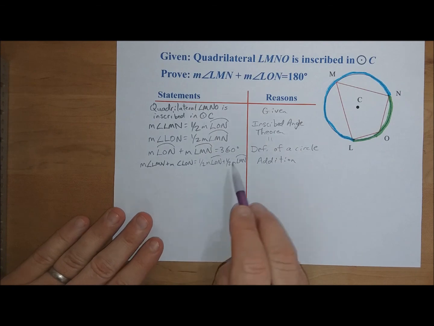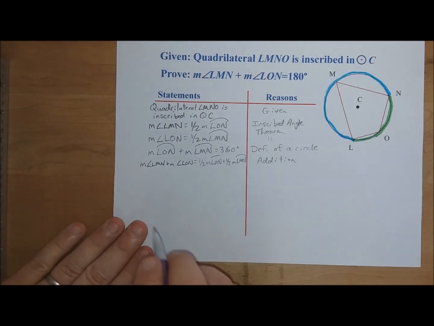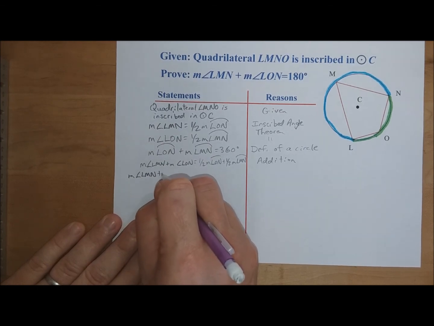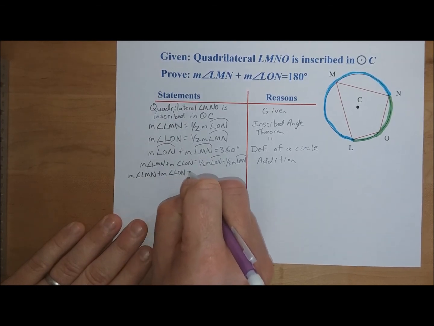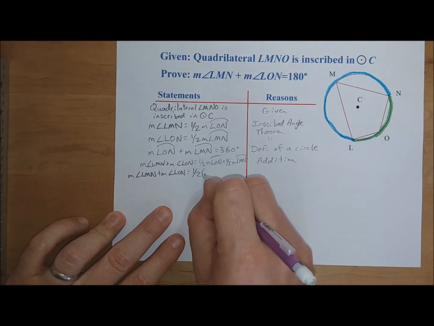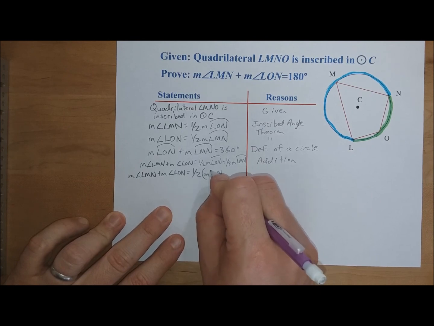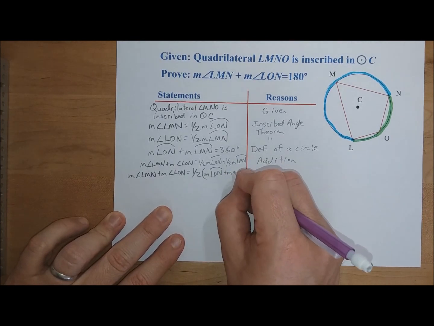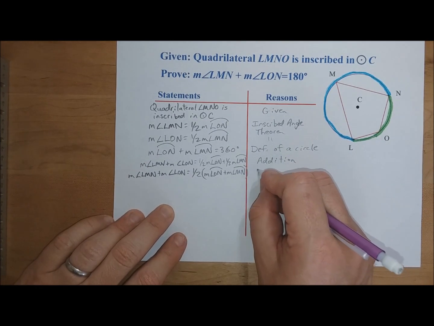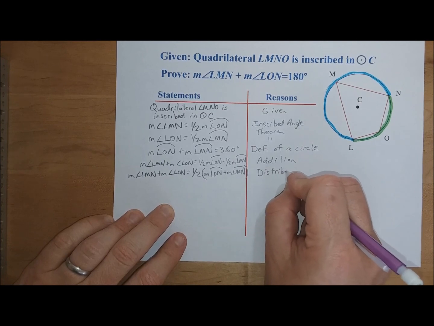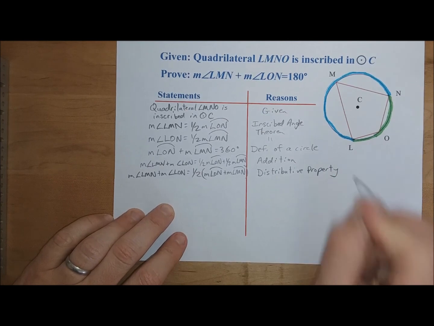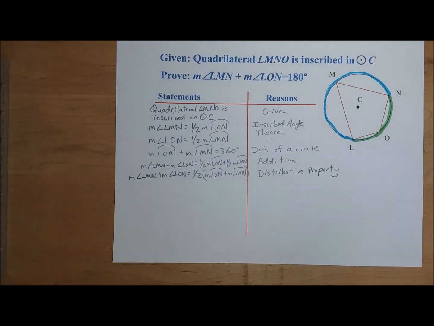Okay. Now I could factor out that 1/2 like we did in our other proofs. I could say the measure of angle LMN plus the measure of angle LON equals, let's factor out this 1/2, and what do we have left over when we're done? The measure of arc LON plus the measure of arc LMN. Good. What we did there, we factored out a 1/2. We just used the distributive property. Or you might say we used it in reverse, but that's what factoring is.